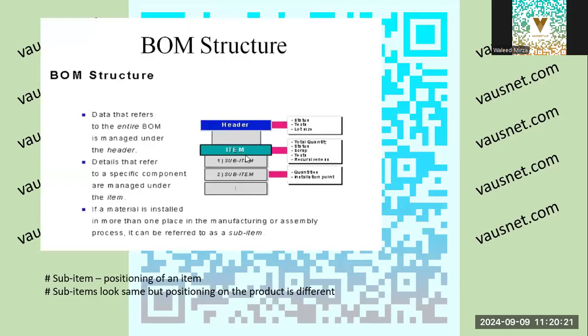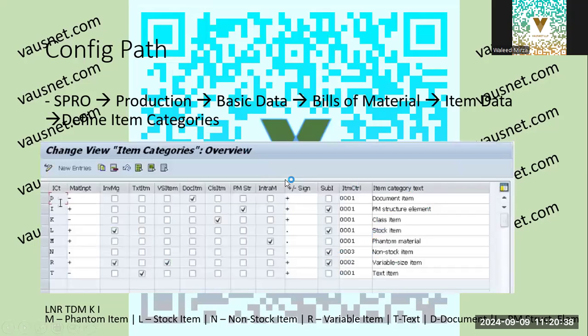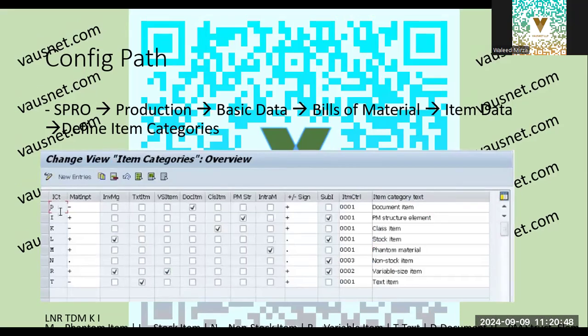The structure is such that the BOM has an item, then a sub item, main item, and then the components that are required. The item categories that we have for bills of material are stock item, non-stock, variable size, text item, document, class item. And we can see this in SAP as well. Let's go and check in SAP, but let's do it later on.